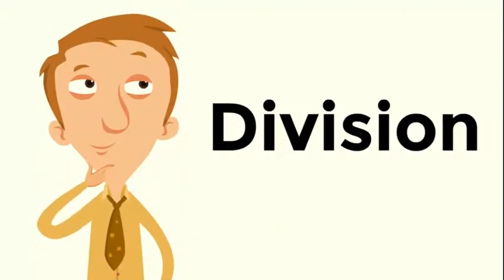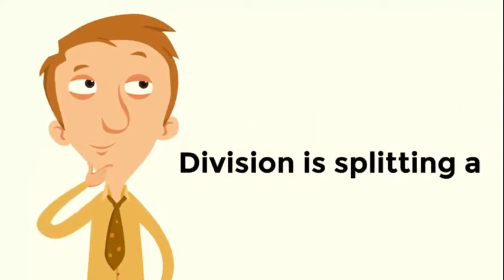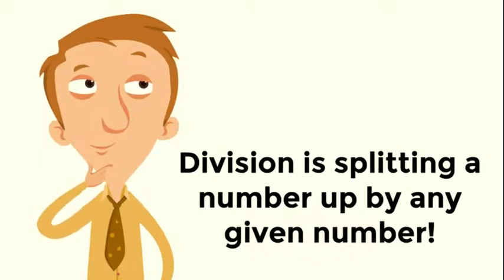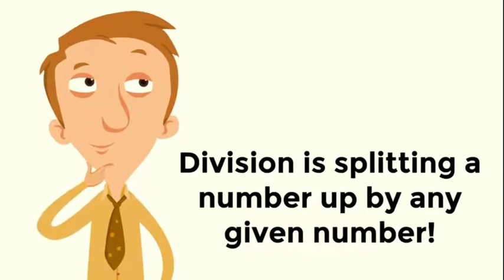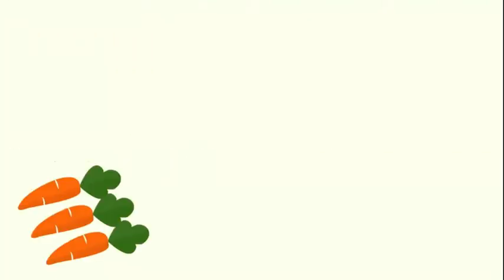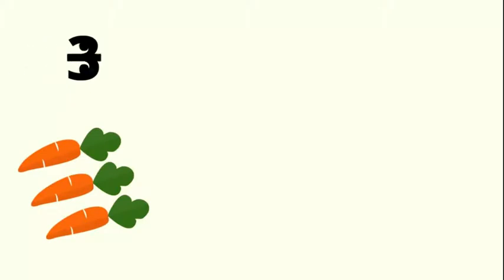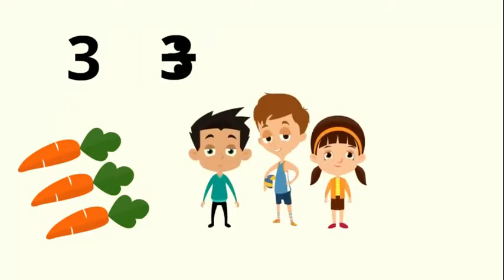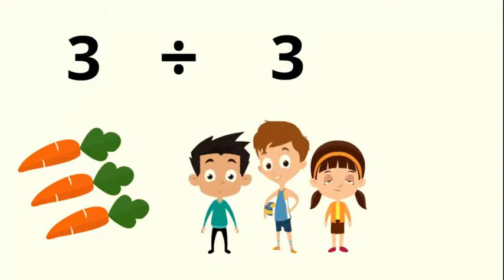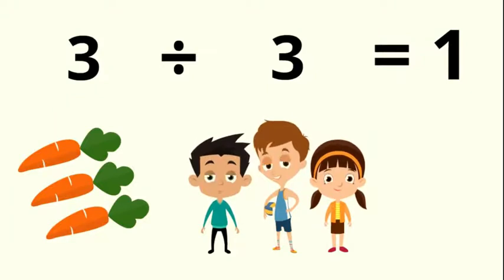Hey, did you know we just did division? We just did division. Division is pretty simple. You see, division is splitting a number up by any given number. That's it, just splitting a number up. Let's look at our story again. There were 3 carrots, and we divided those 3 carrots by 3 because there are 3 people, right? The 3 kids that love carrots. And the answer of how many carrots each kid gets is 1. 3 divided by 3 equals 1.